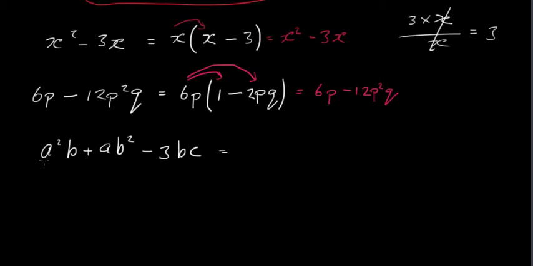If we look at the numbers first, we have a 1 here, we have a 1 here, and we have a 3 here. So that's not going to help us really. We have an a squared here. We have an a here, but we've no a here.